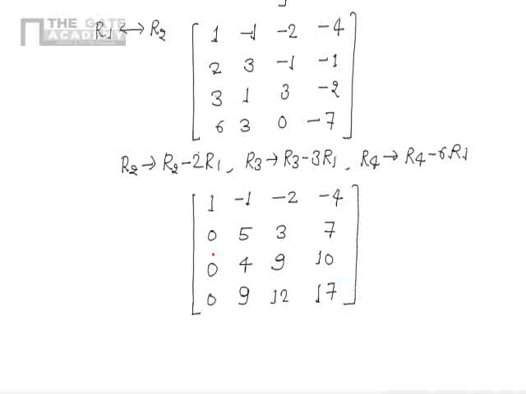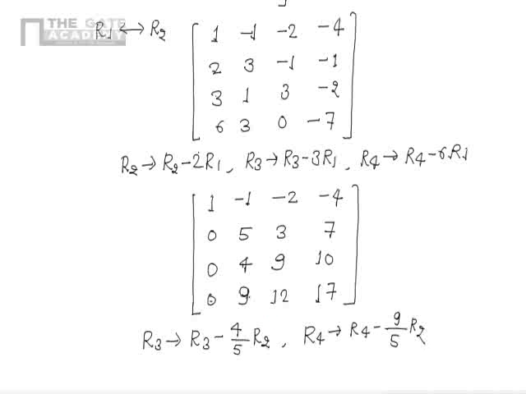So I have made all the elements below A11 to be 0. Now the next step is to make the elements below A22 to be 0, and so on. Then I'll make the elements below A33 to be 0, in order to make this matrix into an upper triangular matrix form. So the next operation I will apply is R3 minus 4 by 5 R2, and in R4 I will apply R4 minus 9 by 5 R2.